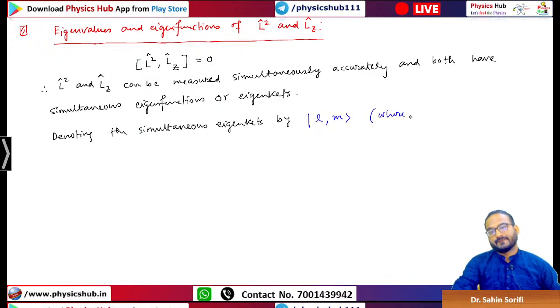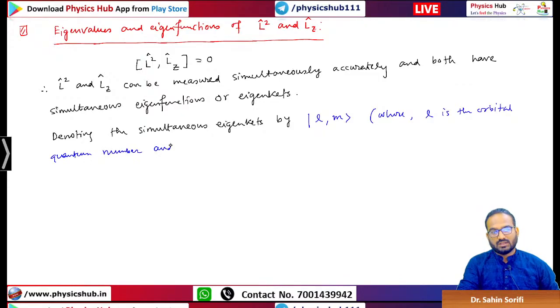where l is the orbital quantum number and m is the orbital magnetic quantum number.